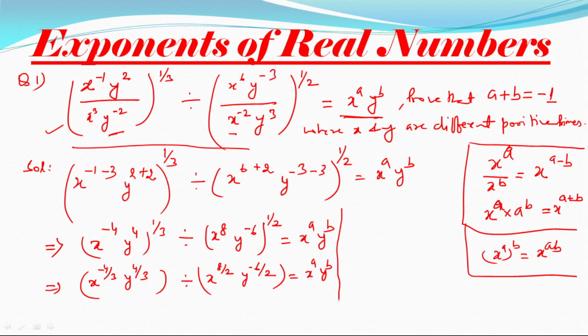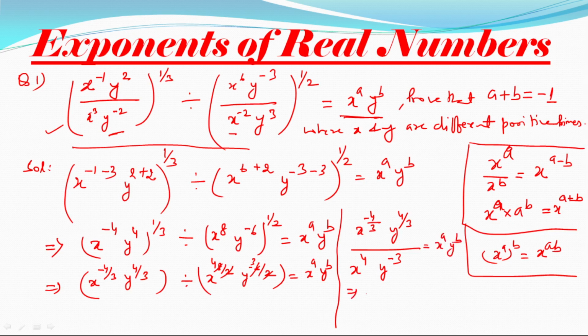Now further we need to solve it. So like this it will be there. If we are cancelling it, this will be cancelling with 4, and this will be cancelling with 3. So x to the power minus 4 by 3, y to the power 4 by 3, divided by x to the power 4 and y to the power minus 3 it is. And right hand side x to the power a and y to the power b.